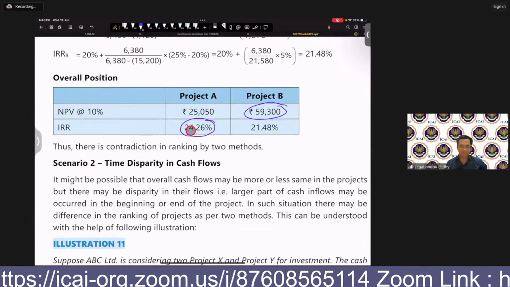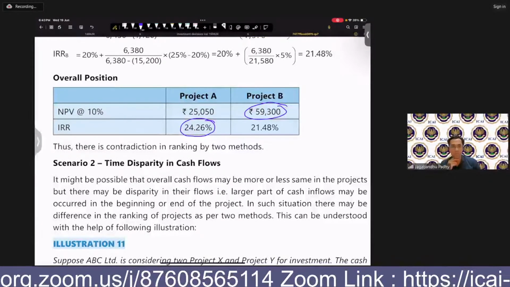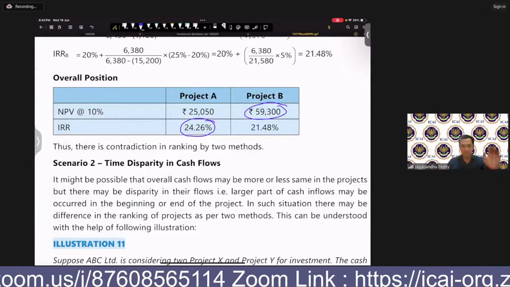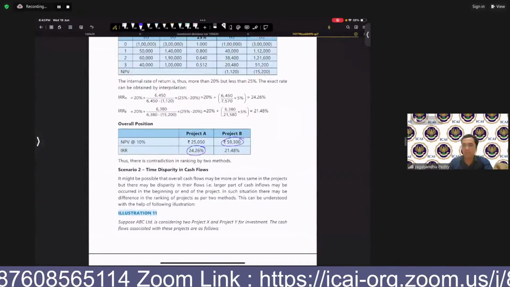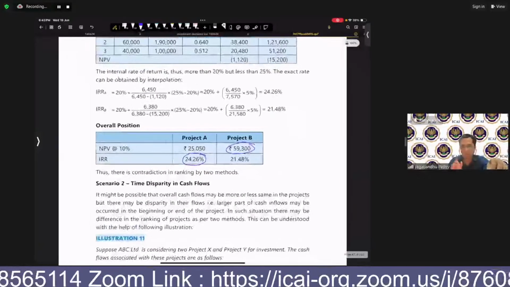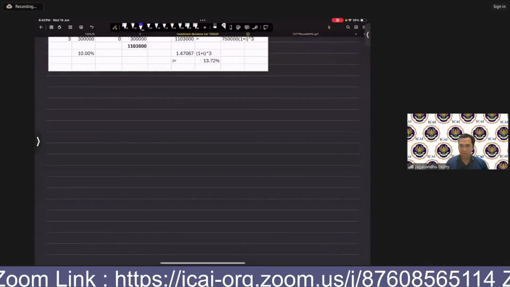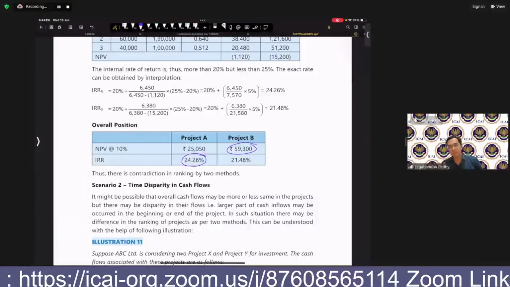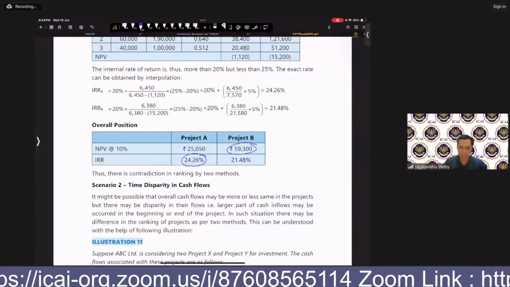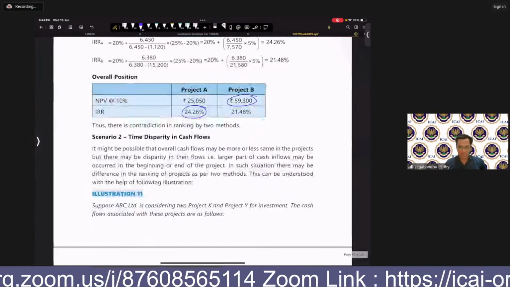Now the point is, which cash flow or which project should we really choose? Because both the methods are giving me different answers, right? So this is one typical scenario where you can get contradictory results for NPV and IRR. So the first scenario is when the initial investment is different. Of course, you may get contradictory results. When can you really get contradictory results in other cases?